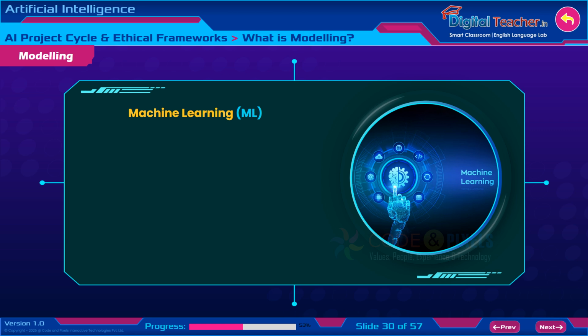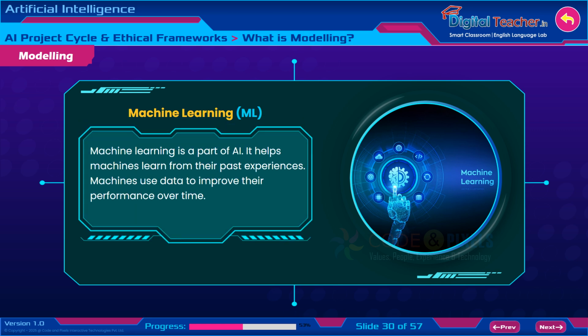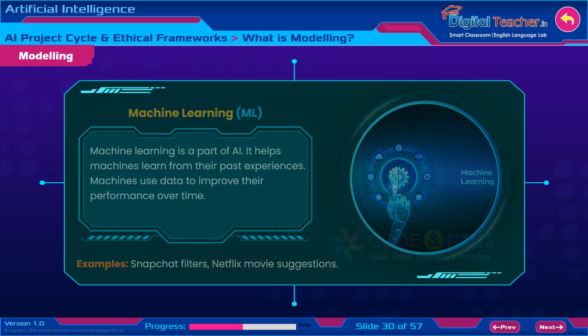Machine learning. Machine learning is a part of artificial intelligence. It helps machines learn from their past experiences. Machines use data to improve their performance over time. Examples: Snapchat filters, Netflix movie suggestions.